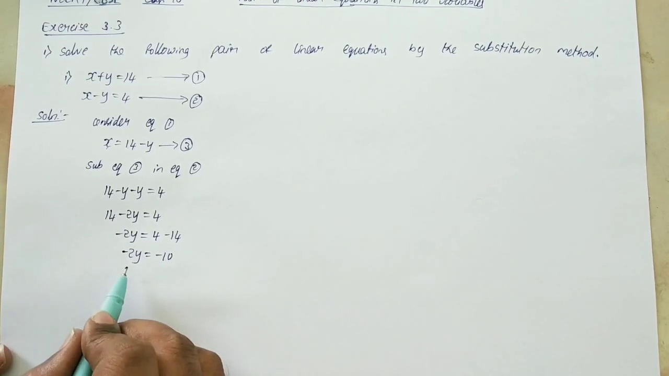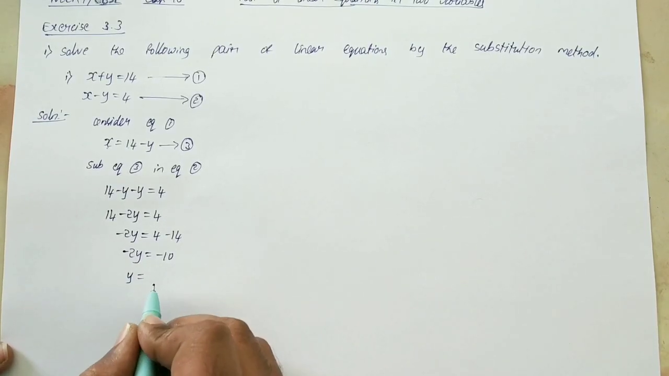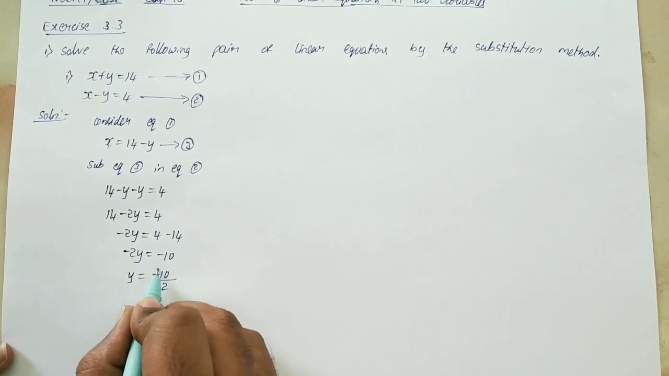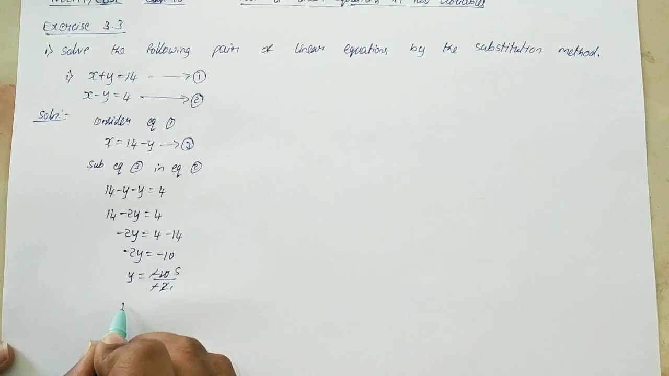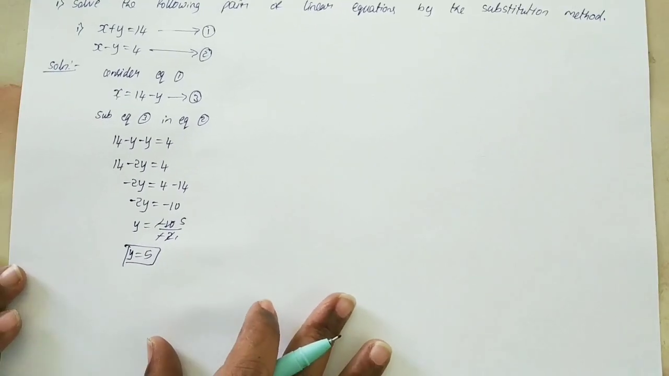To get the value of y, I will shift minus 2 to the RHS, where it goes to the denominator. So y is equal to minus 10 by minus 2. The minus signs cancel, and 2 fives are 10. So y is equal to 5. So the value of y is 5.